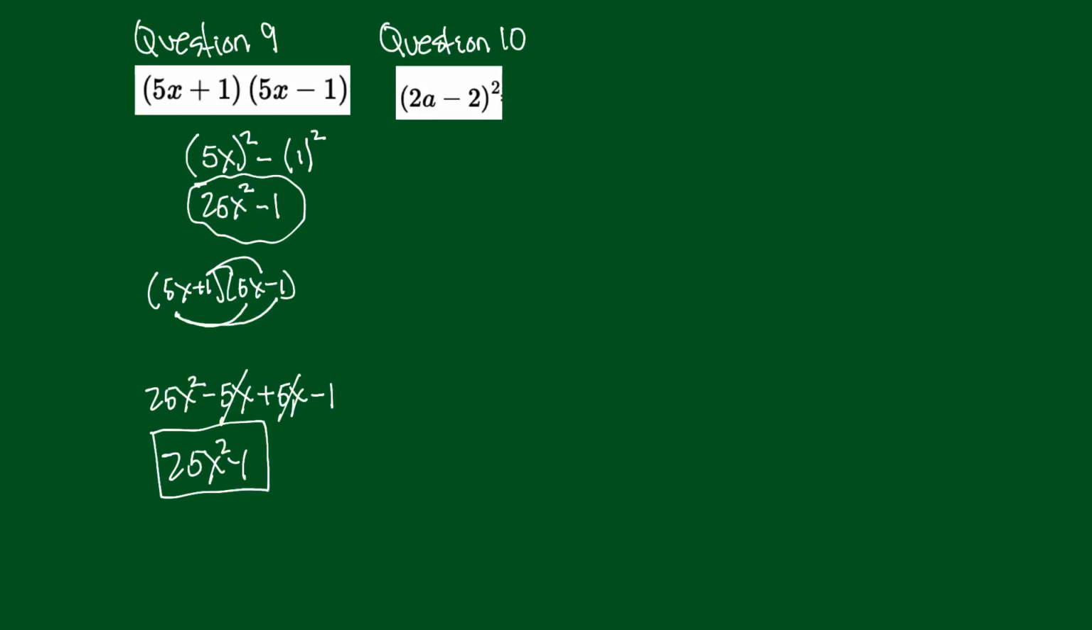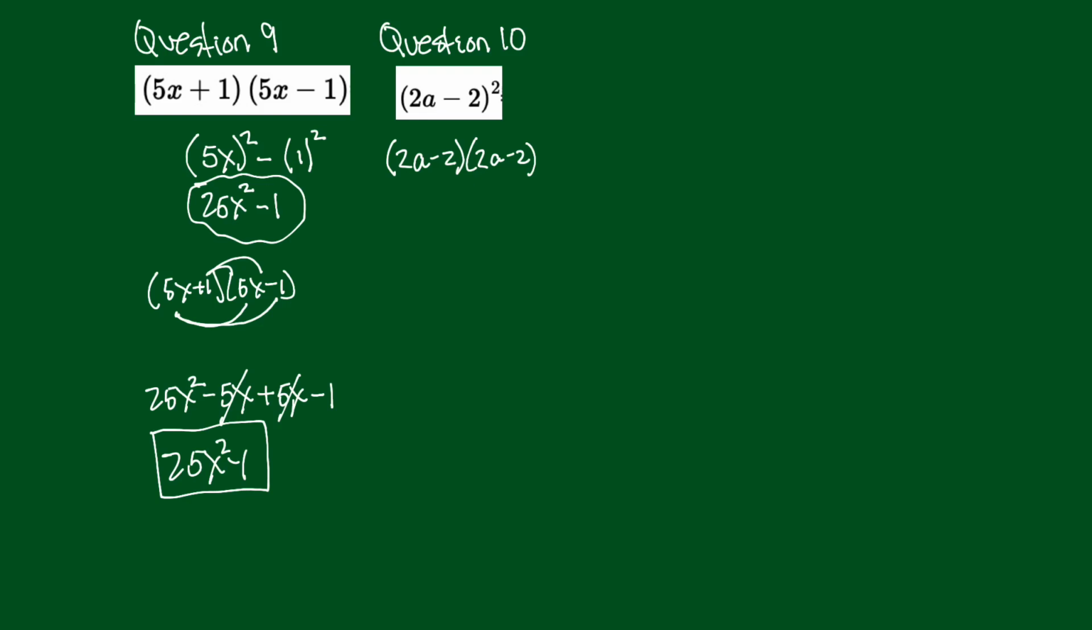Question 10, we are expanding, we're squaring a binomial, right? I've got a binomial, two terms, and I'm squaring it. Now there's a template for this one, but let's just go ahead and multiply this out. Then I'll use the template, the shortcut. So here's what I have. If you have 2a minus 2 squared, what that really is is 2a minus 2 times the quantity 2a minus 2, right? That base appears twice.